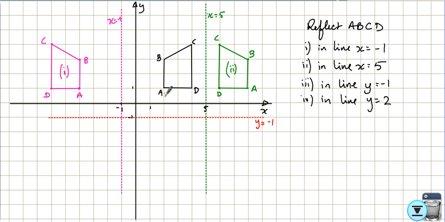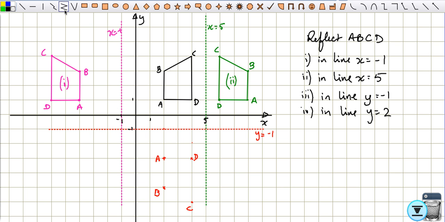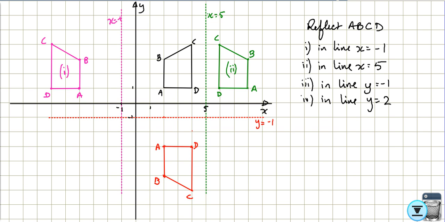So let's see. A lies 2 squares up, so A is going to be 2 squares down. That's A. B is 4 squares up, so B is going to be 4 squares down. C is 5 squares up, so it's going to be 5 squares down. Okay, so 1, 2, 3, 4, 5. This is C. And D is 2 squares up, so D is going to be 2 squares down. Okay, I'm going to draw the shape. And that is the shape reflected in the line y equals minus 1. That is the third reflection.